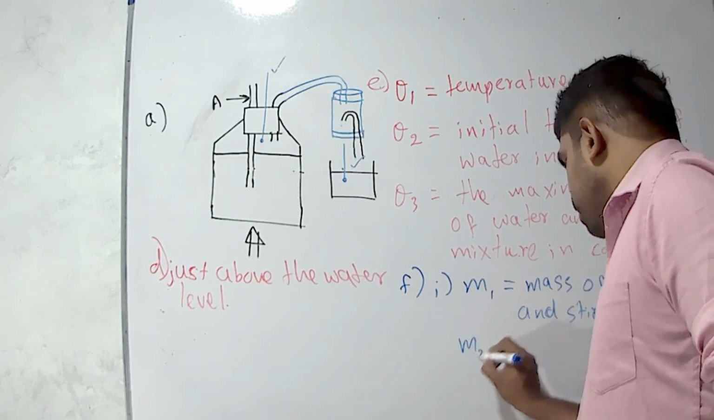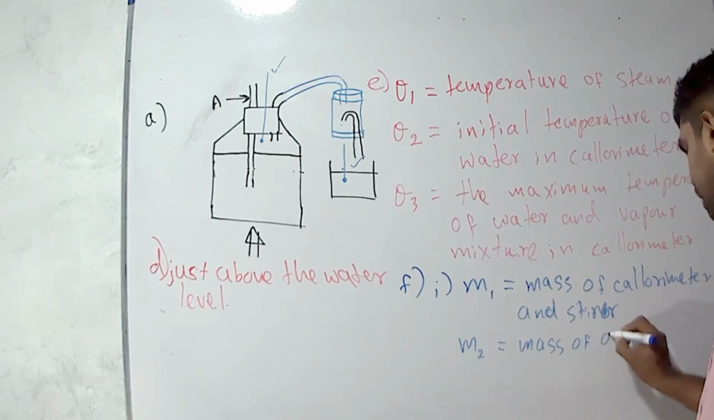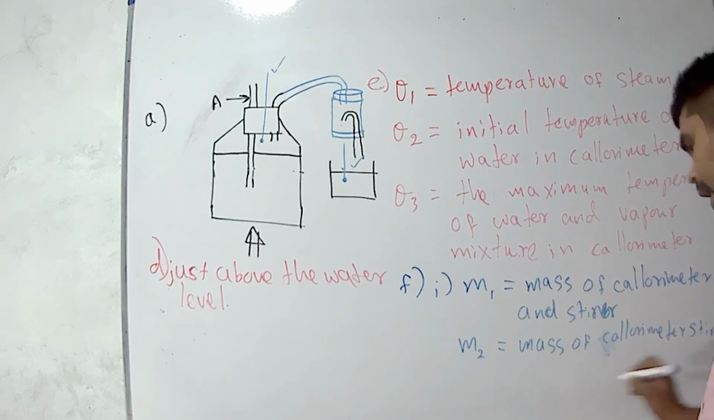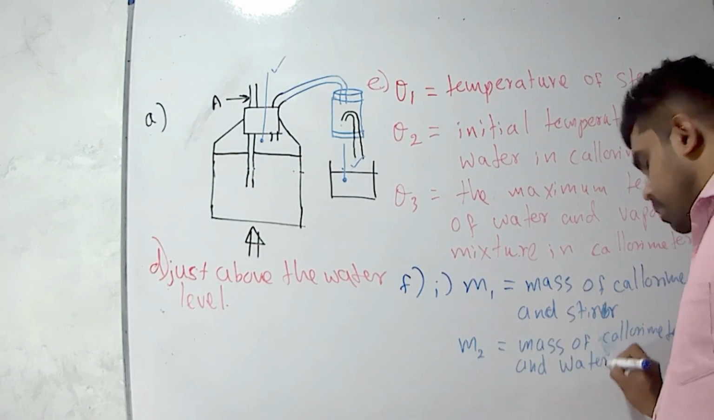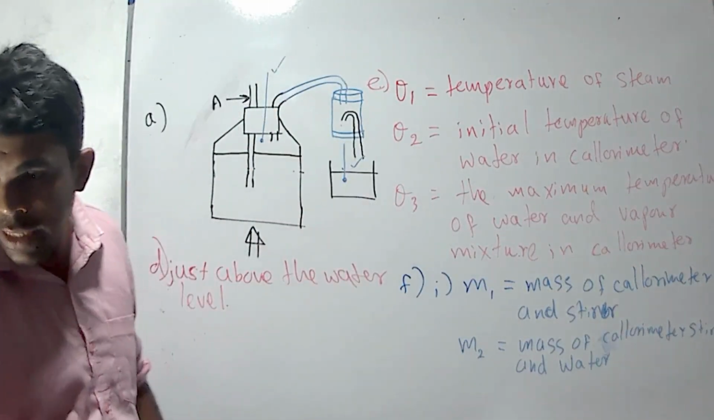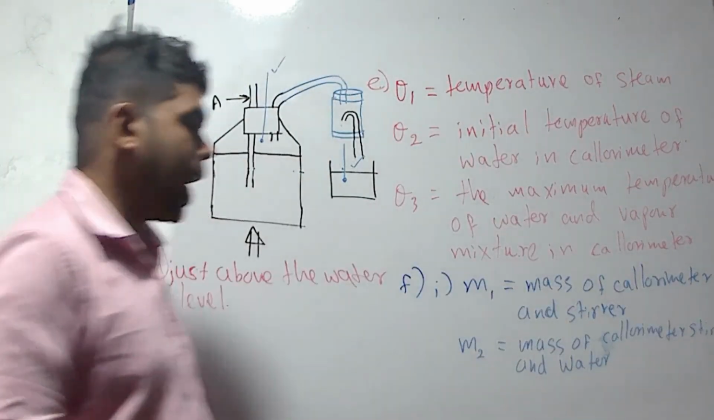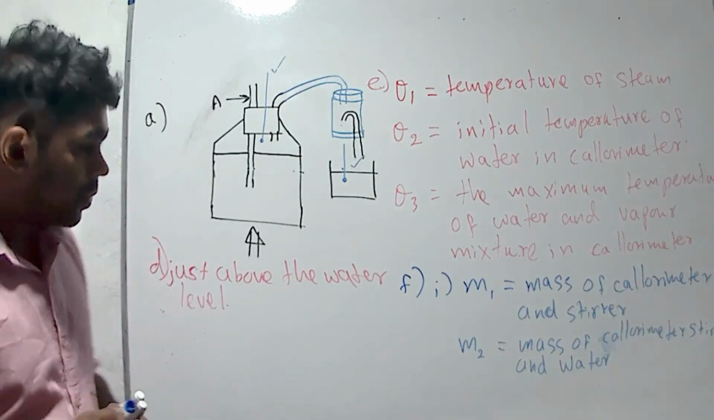Then M2 is the mass of the calorimeter, stirrer and water. We have to pour water into the calorimeter and get the second measurement. Then the second reading is the mass of calorimeter, stirrer and water.